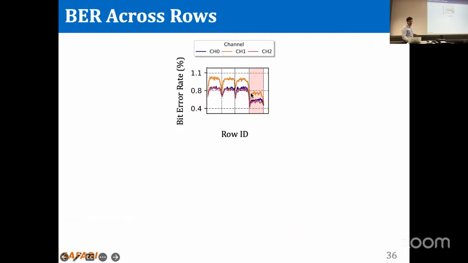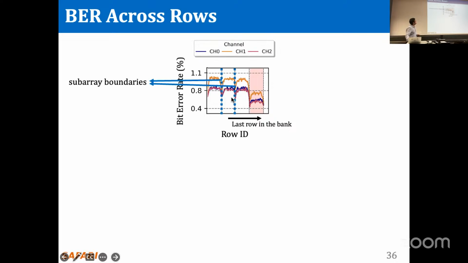Here we show bit error rate on the y-axis, and each point is a DRAM row's bit error rate. On the x-axis, we order the rows in increasing ID or address. So as we go right, we reach the last row in the DRAM bank in this figure. And note that we're only displaying, sorry, maybe it will become more clear if I show you this.